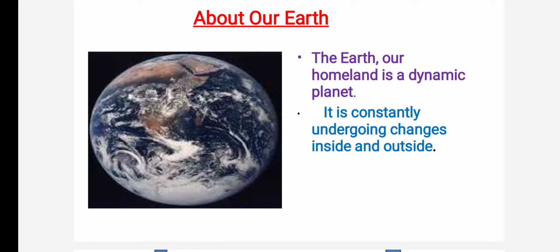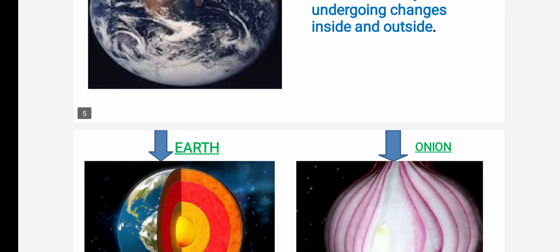Let's come to know about our earth. Our earth is a homeland, and it is a dynamic planet, children, because among all the planets in the solar system, earth is the only one having life. So what makes it possible, children? Yes, its unique features, because the earth is the only planet in the solar system which consists of water in three states, that is solid, liquid and gaseous, which makes life possible on the earth. And the earth is constantly undergoing changes inside and outside.